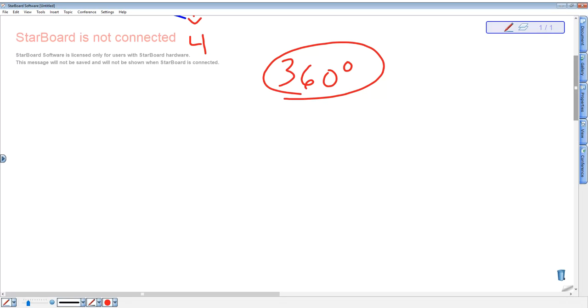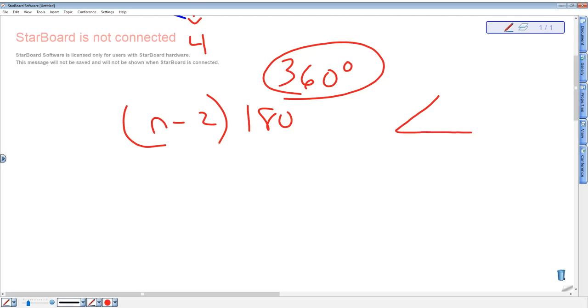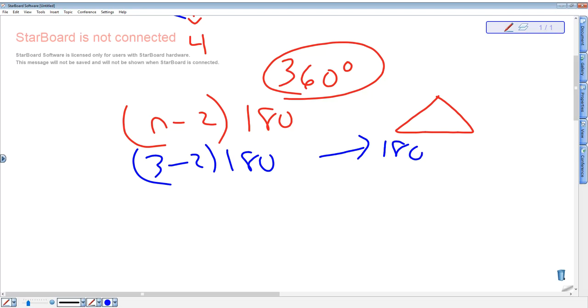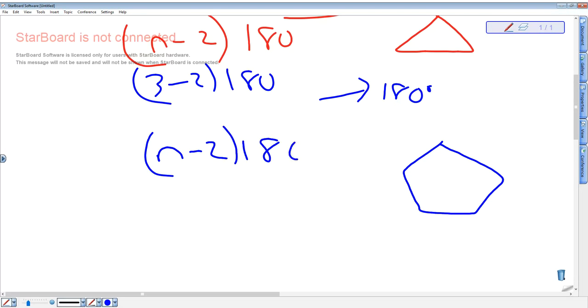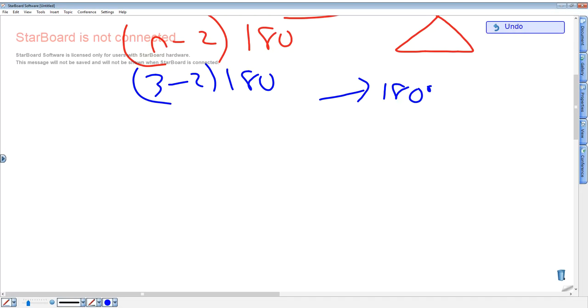Using this formula again, however, you should be able to find out how many degrees are inside any polygon. So if I give you a triangle, you do 3 minus 2 times 180, and you could tell me that a triangle should have 180 degrees inside of it. And a five-sided figure like a pentagon, same thing, n minus 2 times 180. So this would be 5 minus 2 times 180.